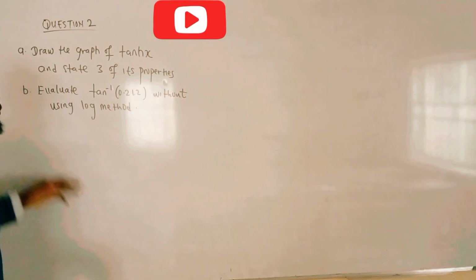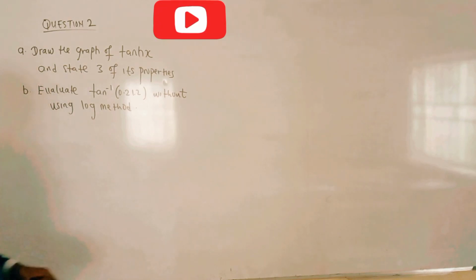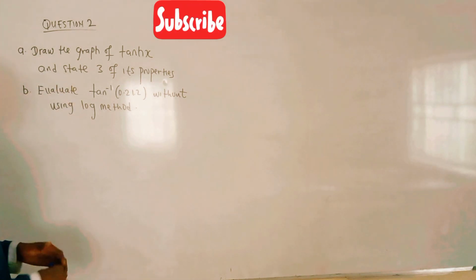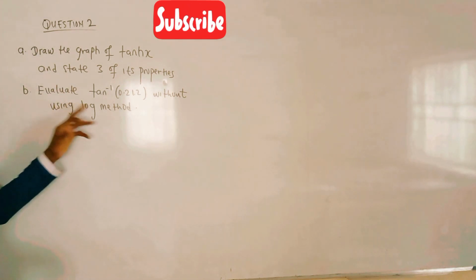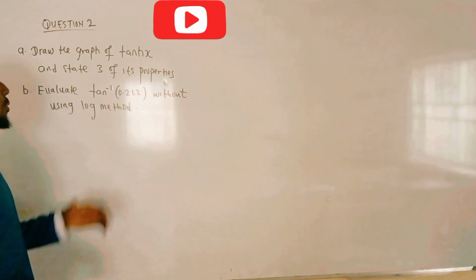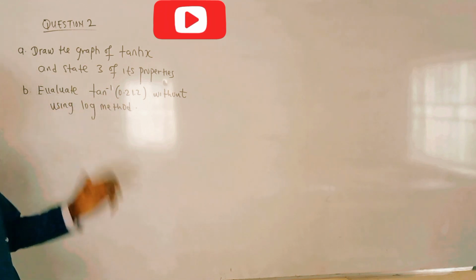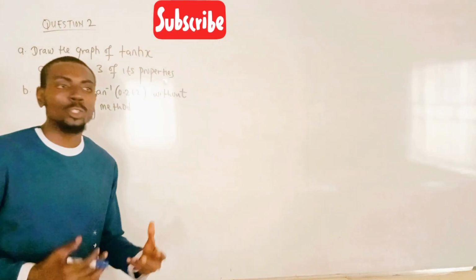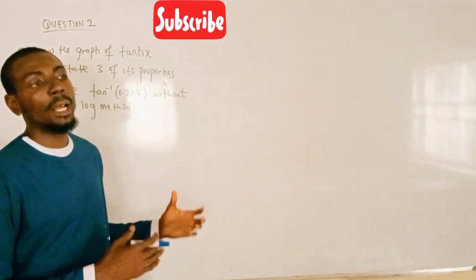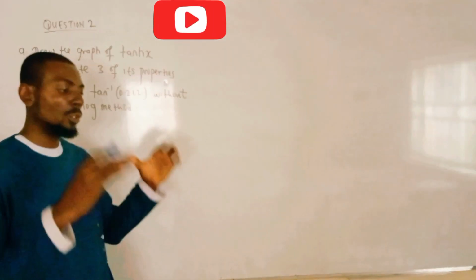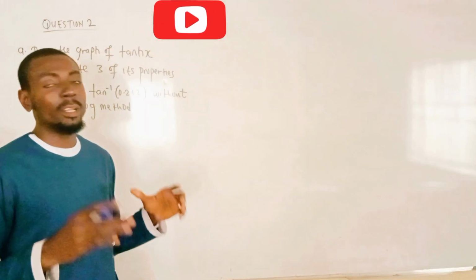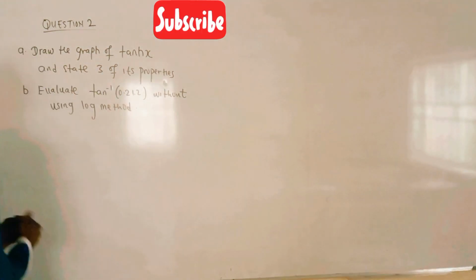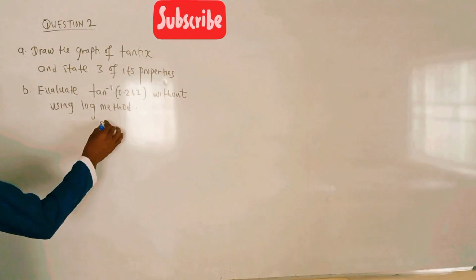Question 2 says, draw the graph of tanh of x and state 3 of its properties. Then B says, evaluate tanh inverse of 0.212 without using the log method. Okay, so the log method is actually the formula. They don't want you to just write the formula and start solving. They want you to work it down from the very first principle. So let's kick start from number A.